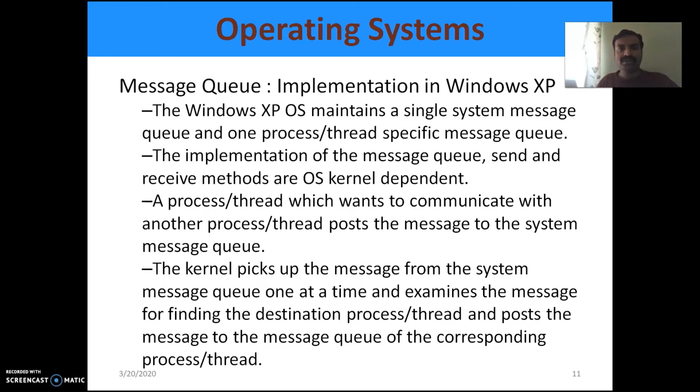So a process or a thread which wants to communicate with another process posts the message to the system message queue. And the kernel will pick up this message, it will find the destination and post this message in the thread-specific message queue, or in the message queue specific to the destination thread or process. So this is how it works in the Windows XP operating system, where there's a system message queue and a thread-specific message queue.